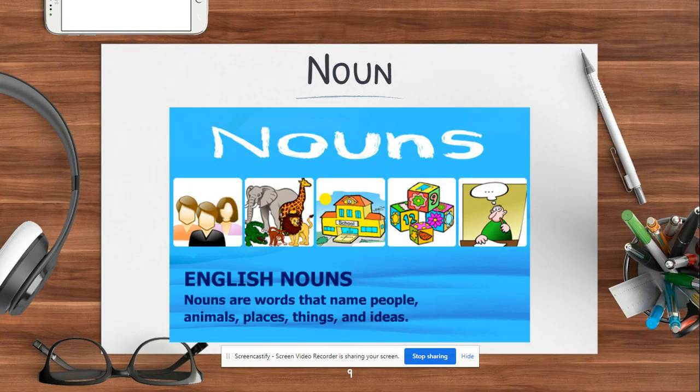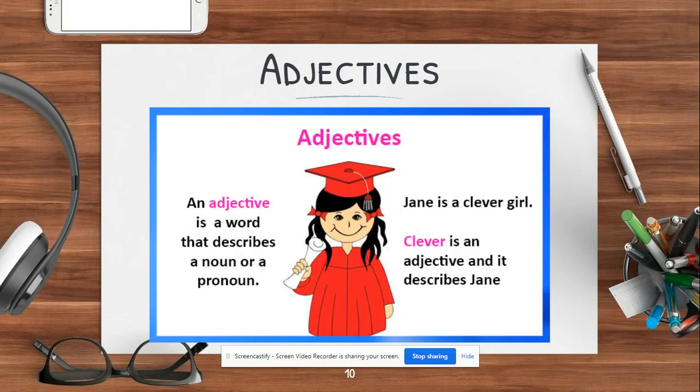A noun, nouns are words that name people, animals, places, things, and ideas. And then adjectives are words that describe a noun or a pronoun. So like, Jane is a clever girl. Clever is the adjective because it's describing her.